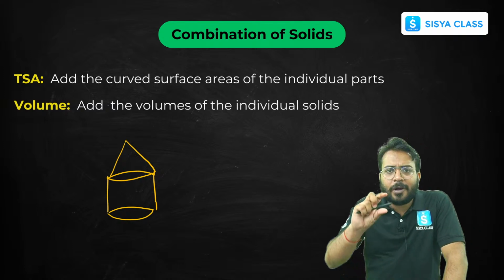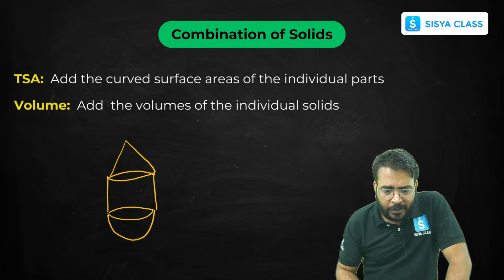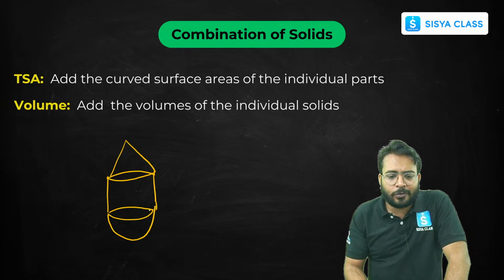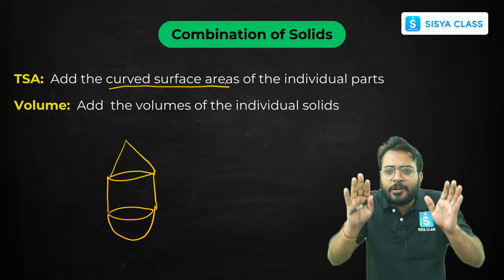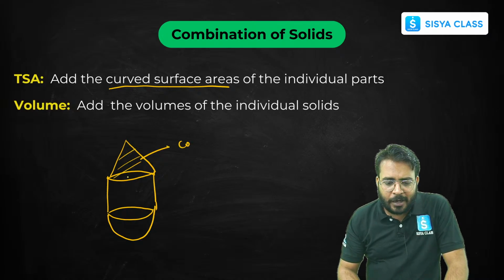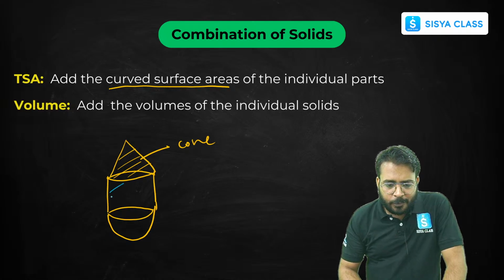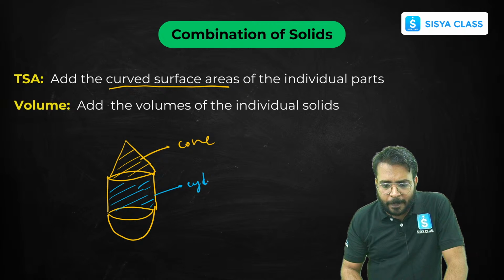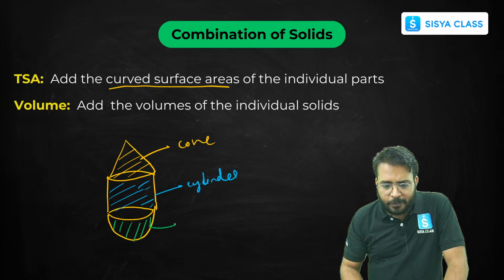Whenever you are having a combination of shapes, suppose here if I add one hemisphere also, yes or no? If I need to find out the total surface area, that means I need to add the curved surface areas of the individual parts. This part is my cone. This part is my cylinder. And the bottom one is the hemisphere, right?